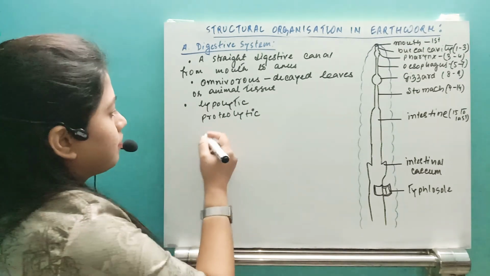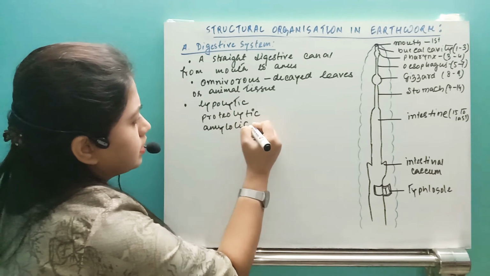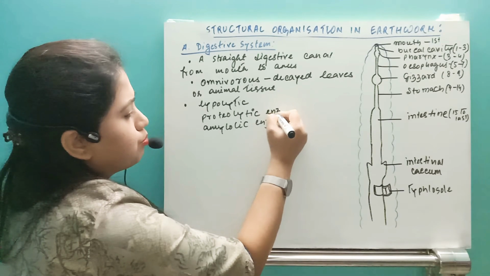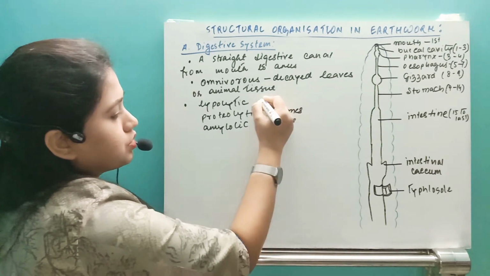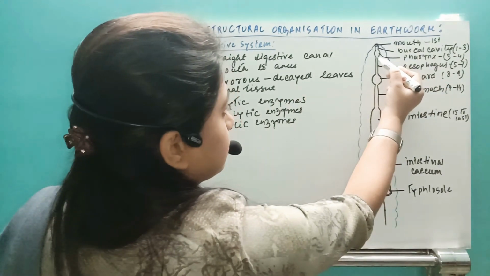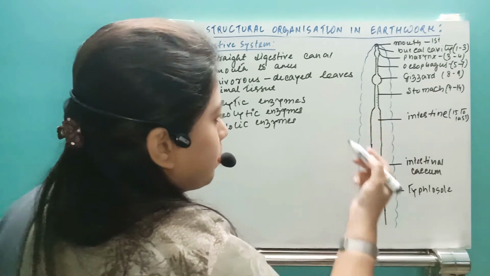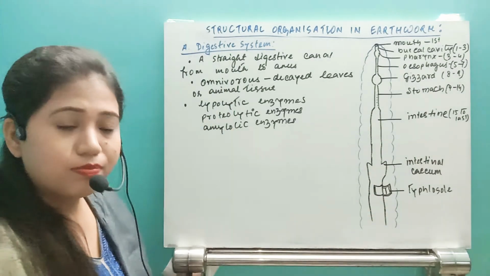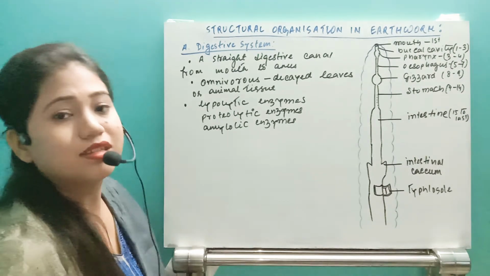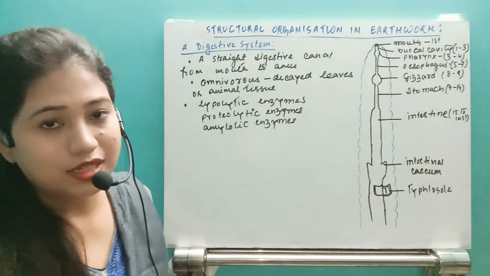Okay, and after that they are going to have amylolytic enzymes. These enzymes are produced by the pharynx, then after that the stomach, and the first part of the intestine. The glandular part of the intestine or the stomach or the pharynx releases enzymes like the proteolytic, lipolytic or amylolytic enzyme.